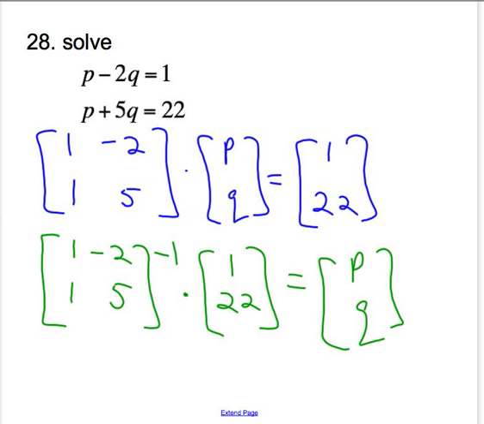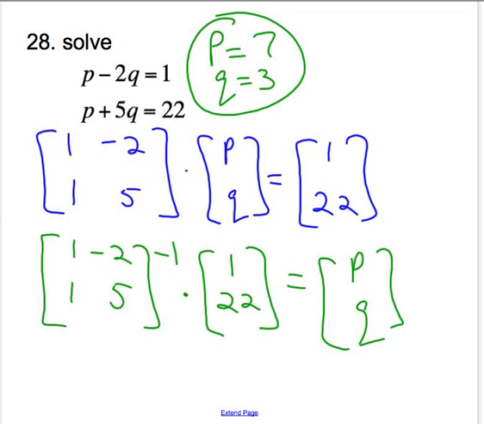Now, your teacher may not want you to do that. If you have to do it by hand, you're going to follow the same steps that you would for number 20 here at number 28. If I were to type that in my calculator, I should see that P is equal to 7 and Q is equal to 3. That's your solution for number 28.